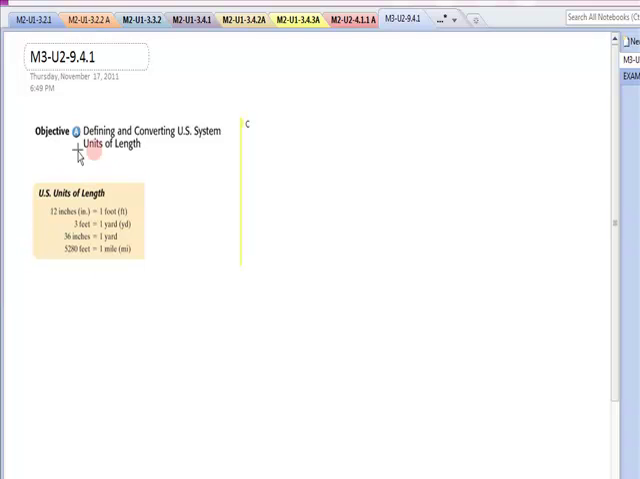It would be helpful for you to go ahead and write down these facts, that 12 inches is a foot, 3 feet is a yard, 36 inches is also a yard, or 5,280 feet is a mile. So it'll be good if you have those written down because you'll be using them.